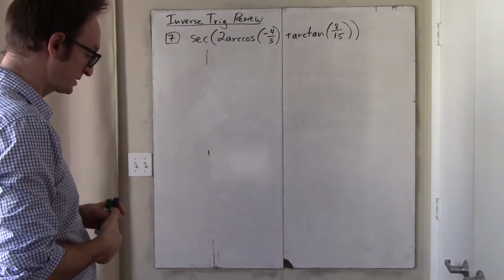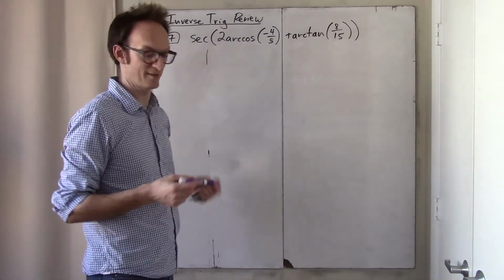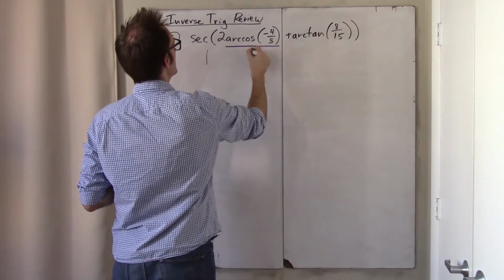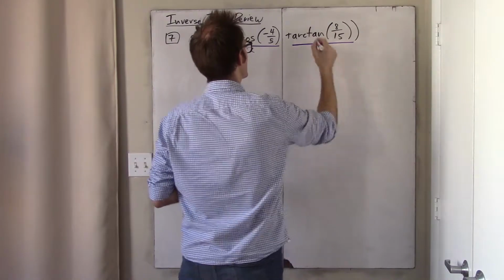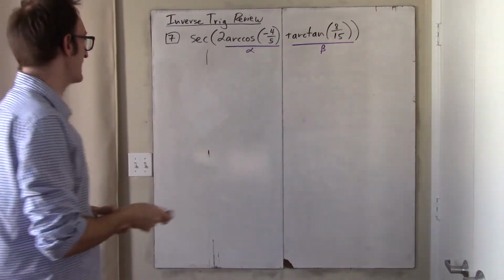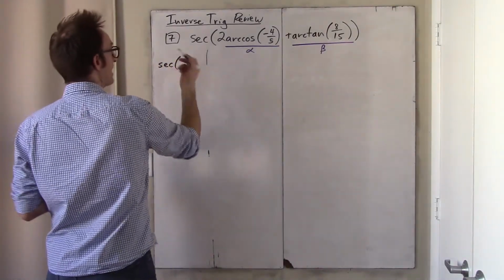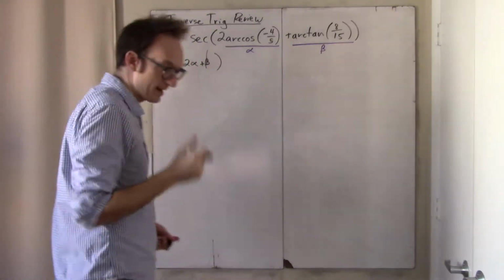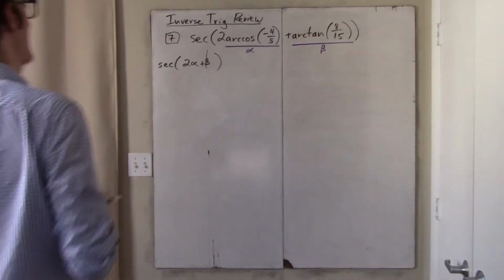Well, I think the first thing to do is to recognize that arc cosine of negative 4/5 is some kind of angle. So for purposes of simplicity, let's just abbreviate that angle alpha. And arctan 8/15, that's some kind of angle. Let's abbreviate that beta. Then there's less writing to do. And what we really have here is secant of 2 alpha plus beta. What is secant of 2 alpha plus beta?